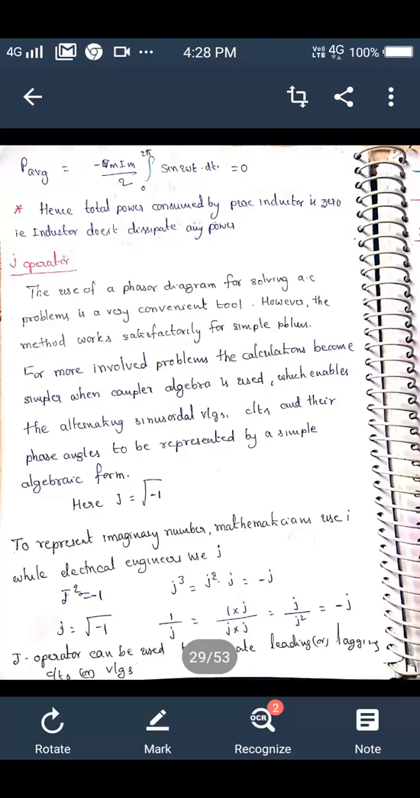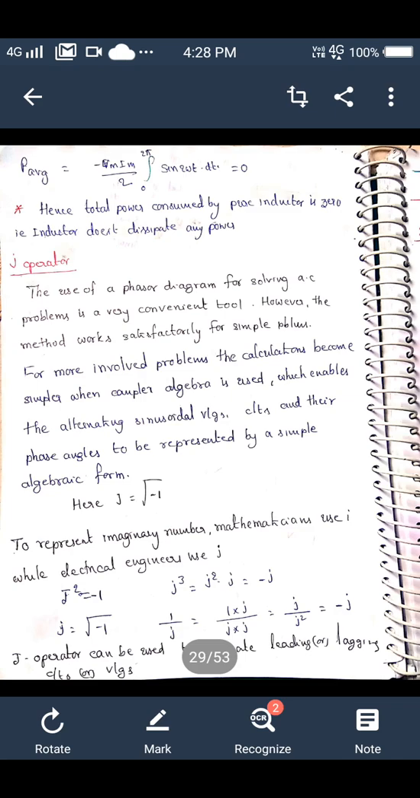Concept of J operator. What's the purpose of the J operator here? It is to add one real number and one imaginary number, or otherwise to add two quantities which differ with respect to time or phase variation. In that case, we use the J operator, nothing but a vector sum.